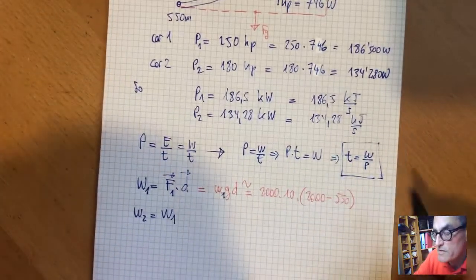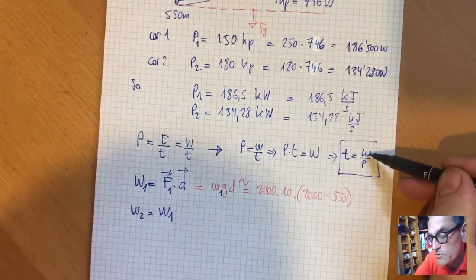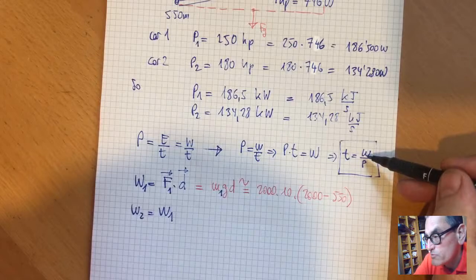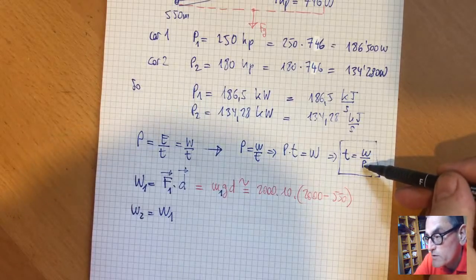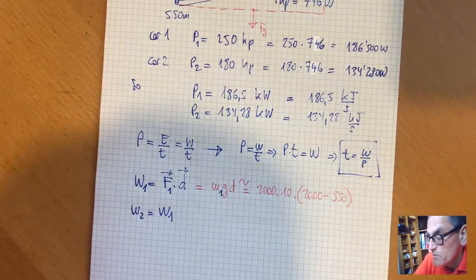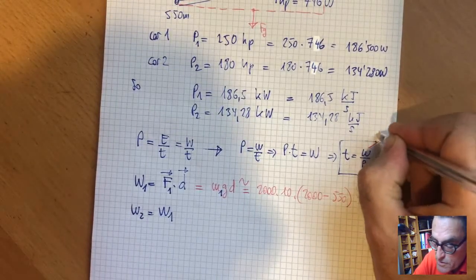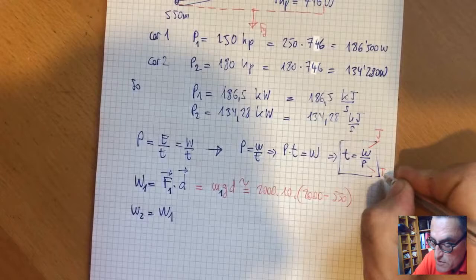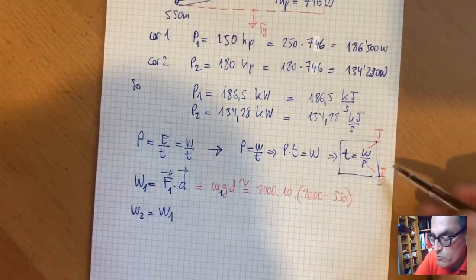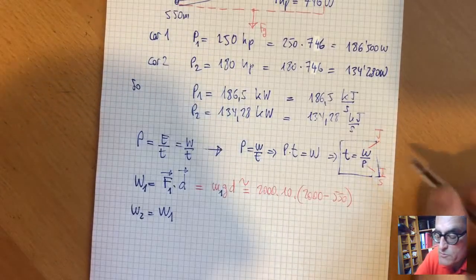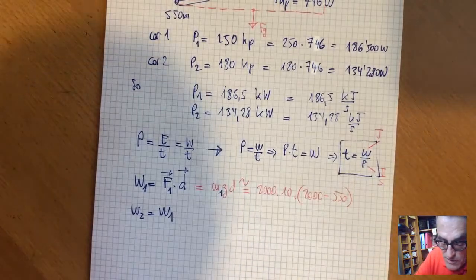This should make sense. Indeed, the work is the total energy we need to produce. The power is the rate at which energy is produced per second. The work is in joules, the power is in joules per second, which we call watts. So joules divided by joules per second will give you seconds.